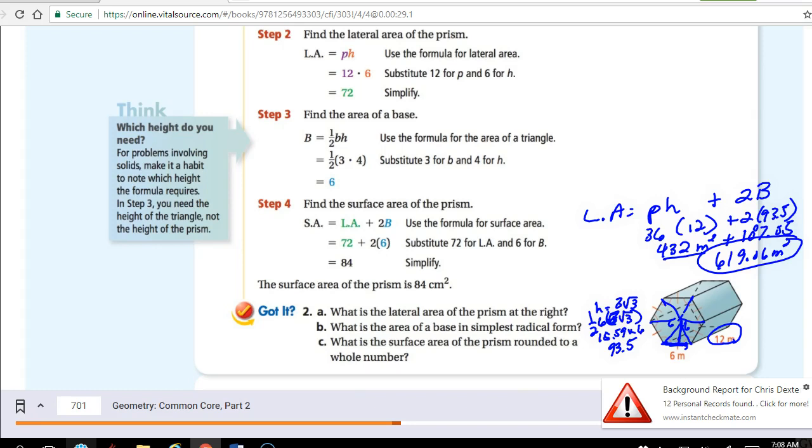But again, it's the same formula as you see in the example above. It says round to the nearest whole number, so we'll just say 619. Okay. So the total surface area would be the lateral area plus 2 times the base area, which is 619. All right. Hope this was helpful.